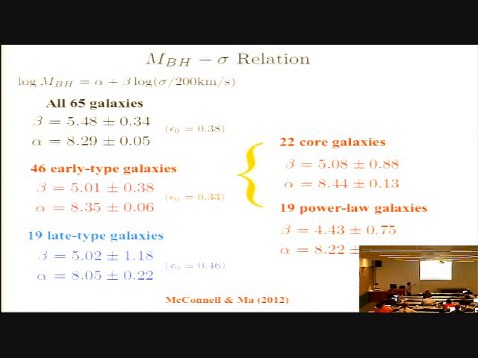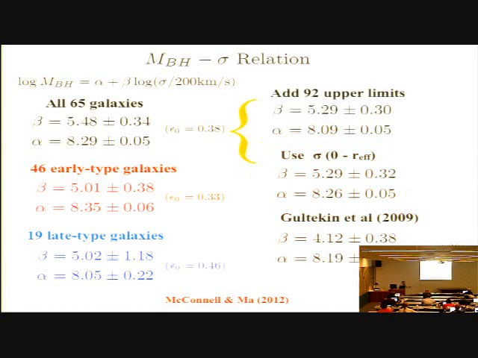And you can see if I just draw these two lines through the data point, you will see that the core galaxies are somewhat steeper with a higher amplitude, but the error bars are very big. There are only so few points. So I think we would like to really increase the sample by observing many more galaxies, especially the massive ellipticals.